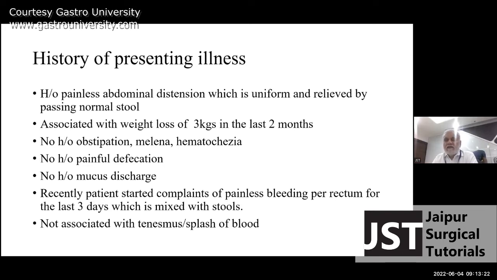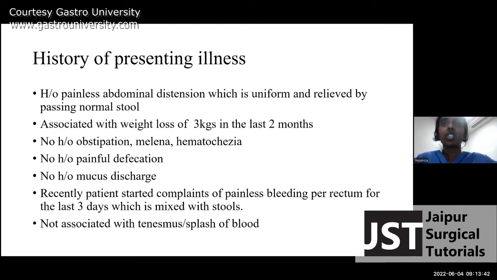So in proximal small bowel obstruction, vomiting is a predominant feature, whereas in colonic or colorectal obstruction, vomiting is usually not there unless it is a very late stage, and abdominal distension is the prominent symptom. Okay? Yes, sir.